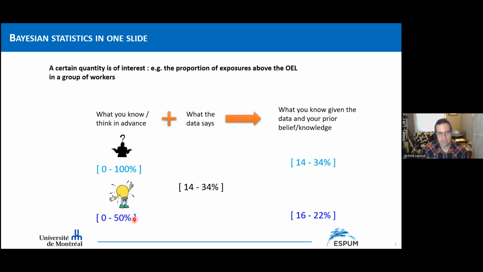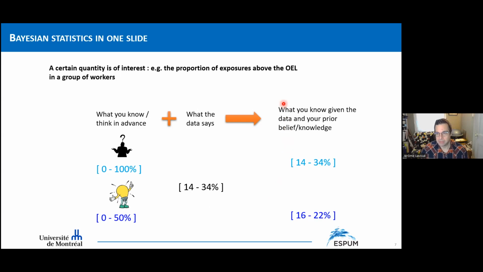So I would say it's between 0 and 50. So you see, it's not a lot of information, but it's a little bit of information. And then, just as in traditional statistics, the Bayesian framework is going to interpret your data to retrieve information about your parameter of interest. And in this example, the data that you have would suggest that the exceedance fraction is between 14% and 34%. So that's high, that's much more than is allowable. But this is the information in your data.